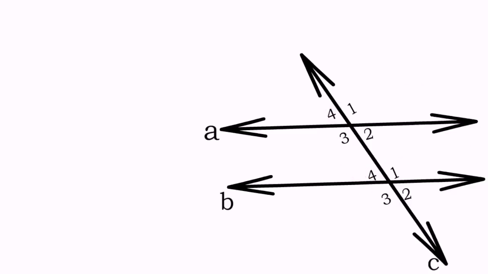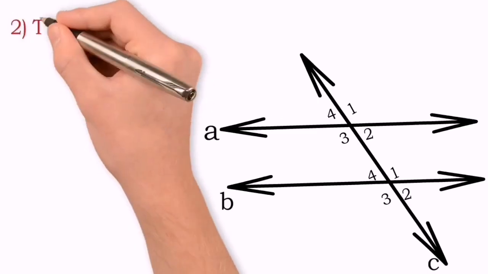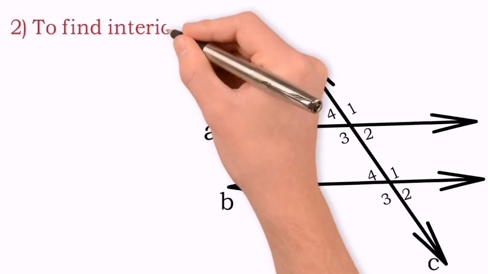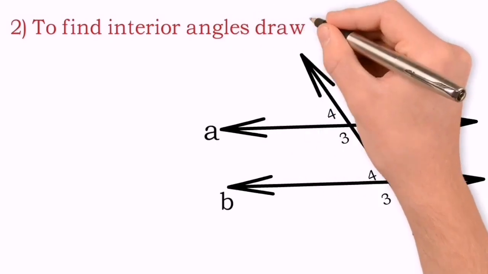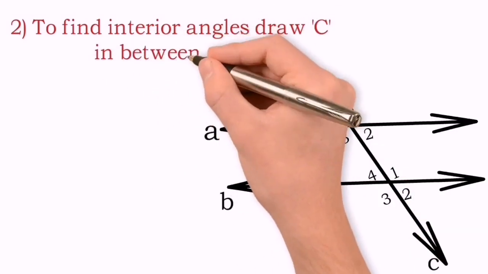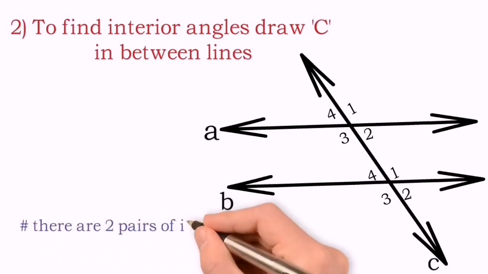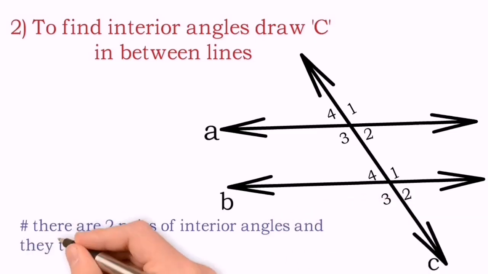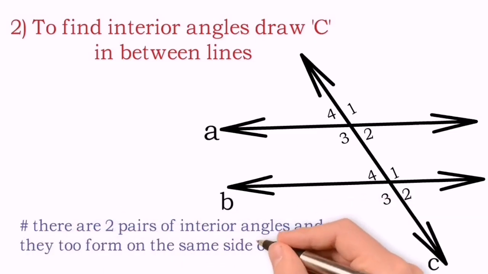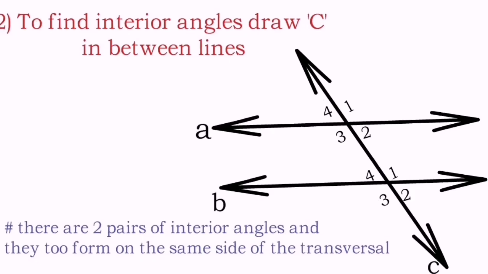Now the second thing we will try to understand is interior angles. Again the diagram is made, the numbering is given, and do not forget the pattern of the numbering, 1 2 3 4, 1 2 3 4 in the clockwise sense. To find the interior angles we have to draw the letter C in between the lines. Try to write the letter C in between the lines, and the corners which we find at the top and bottom of the C are nothing but the interior angles.